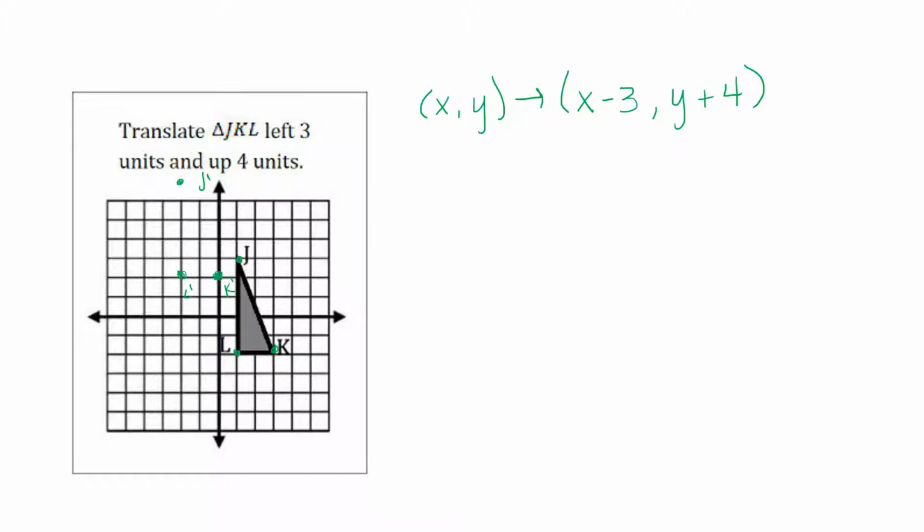Again, I'm labeling them primes because we're moving it. It's the new one. It's that image compared to my pre-image. Pre-image is the original. So then when I connect my points here, my shape should look just like how I started, because since I'm just translating, I'm just shifting it all over the graph. The shape should not change. So that would be my translated JKL.